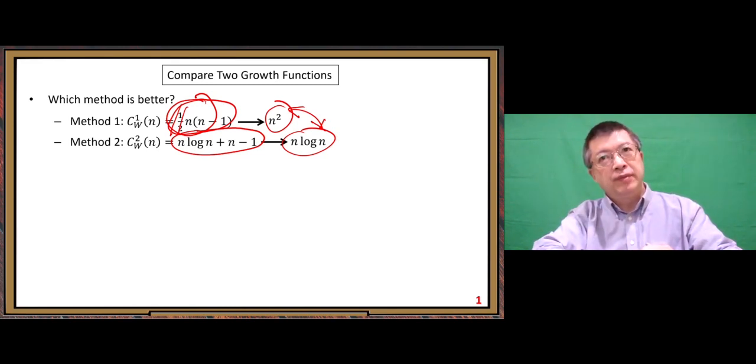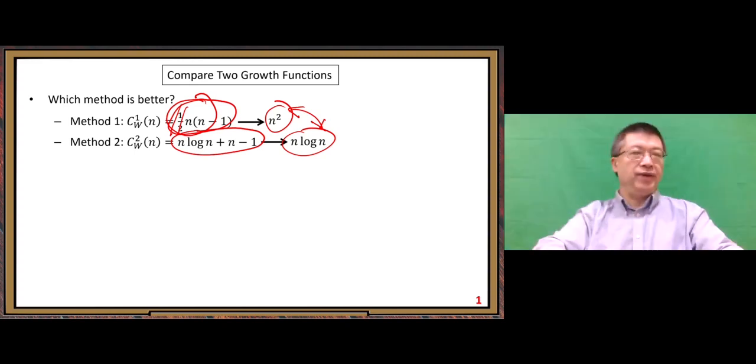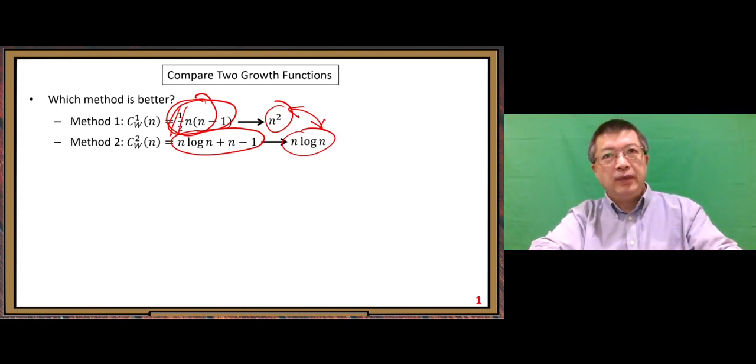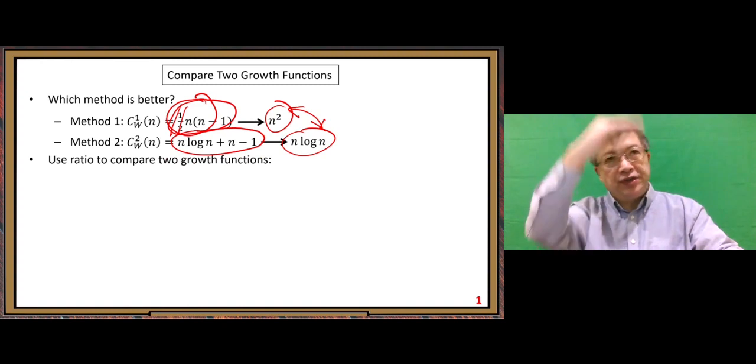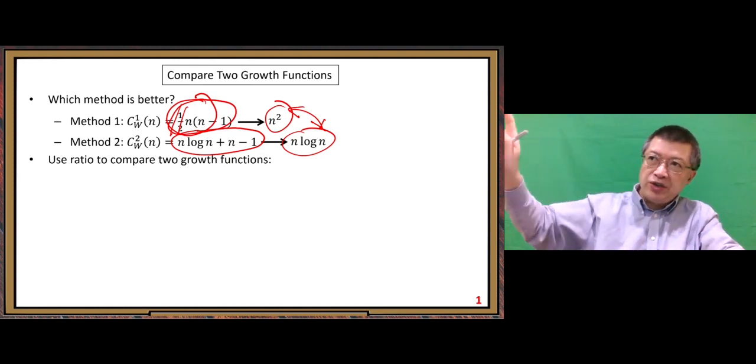So which one corresponds to a more efficient algorithm? The method is very simple. We take the ratio of these two functions. Then we look at the growth of the ratio.